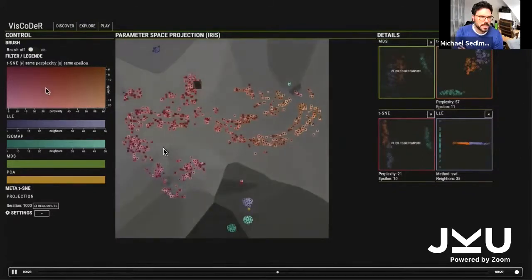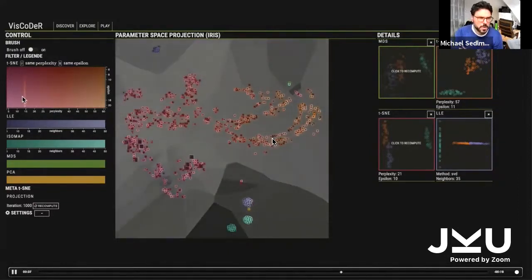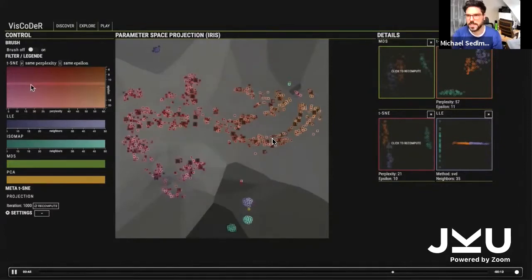We now select all the projections that have the same perplexity values, and we see they're close to each other. And we can actually do that over the entire space. However, if we do the same thing with the epsilon, we see that they're all over the place. Okay, so what does this mean?